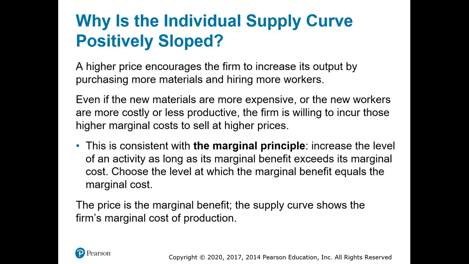You need to memorize this. MB, as in marginal benefit, equals MC, marginal cost. Memorize it, have it in your notes. The price is the marginal benefit. The supply curve shows the firm's cost of production. We're going to see this later.